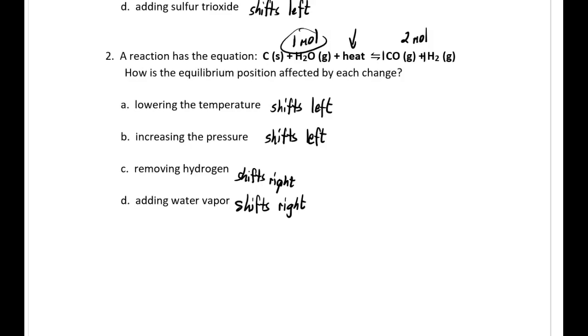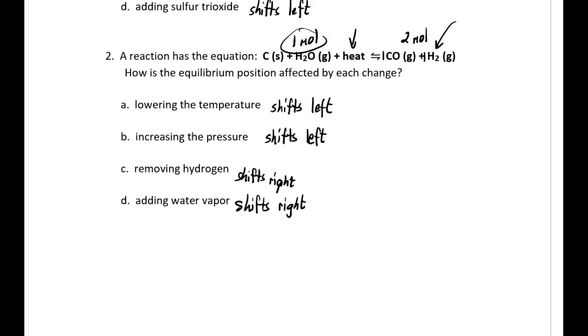Question C, what will happen if hydrogen is removed? Well, the reaction is going to attempt to replace that hydrogen. Here is where hydrogen is located. It is a product on the right side. To make more of that hydrogen, the forward reaction needs to increase. It shifts right.